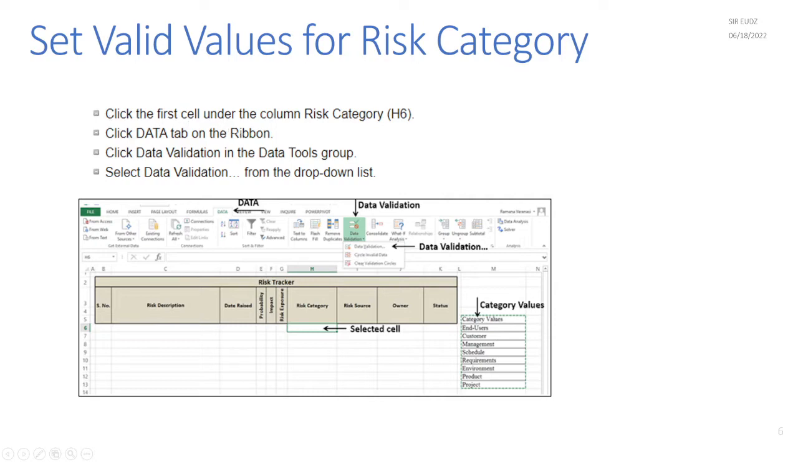Click the first cell under the column risk category, H6. So this is the first cell, H6. Click Data on the ribbon, then click Data Validation in the Data Tools group, and then select Data Validation. So I repeat, this is the category we entered in the previous screen. Click on the first cell under risk category, click Data, then Data Validation.